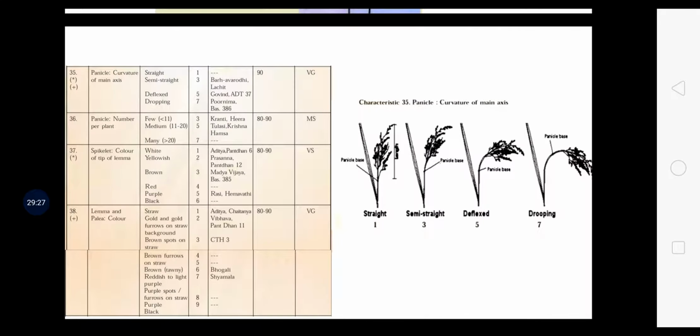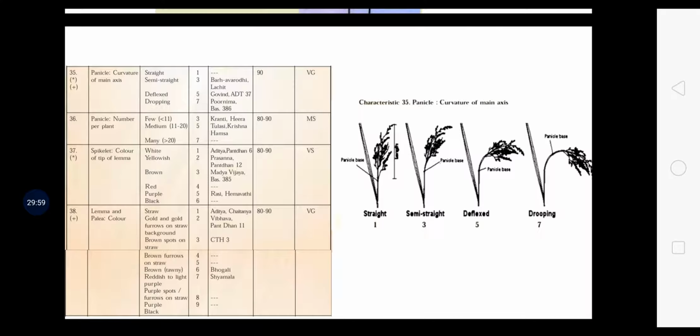35th characteristic is panicle curvature of the main axis. The classification is straight, semi-straight, then deflexed and drooping kind. In the picture it is clearly shown here. For semi-straight, examples are Bar Avarodhi, Lachit; deflexed kind Gobind and ADT 37; drooping kind is Purnima and Basmati 386.